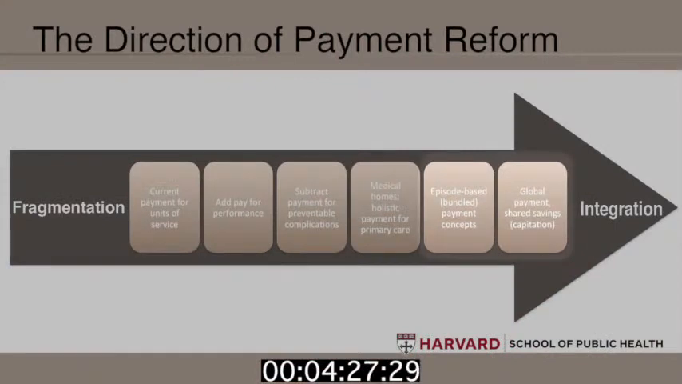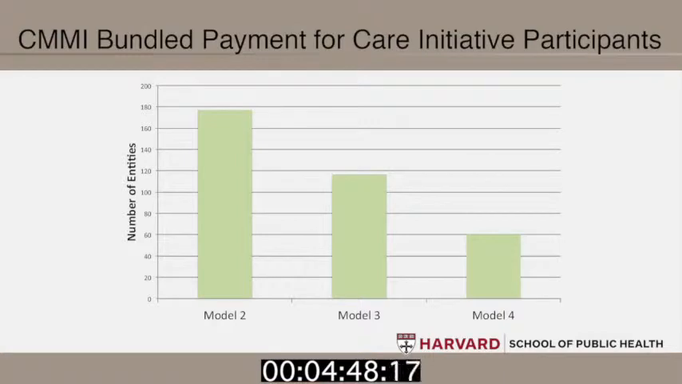I'm going to say a few more words about the last two boxes in my spectrum, episode-based or bundled payment, and accountable care organizations or global payment on the far right. So the Center for Medicare and Medicaid Innovation, the CMMI, was put into place by the Affordable Care Act, and it's running a set of pilots for bundled payment. And these bundled payment demonstrations, they vary. Some of them only include hospital and physician costs. Some of them include post-acute care, such as rehabilitation, home health care. And so they're all efforts to encourage coordination, encourage trade-offs in the delivery of care that lead to better outcomes for patients and lower costs for Medicare.